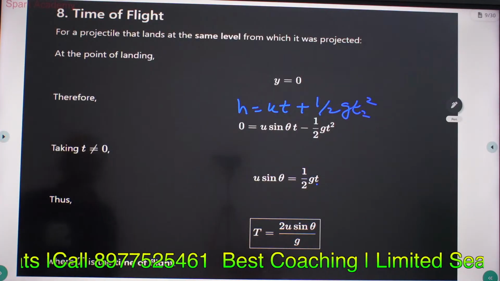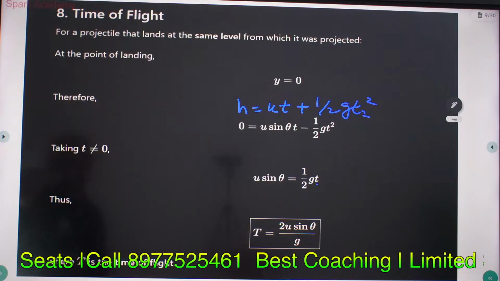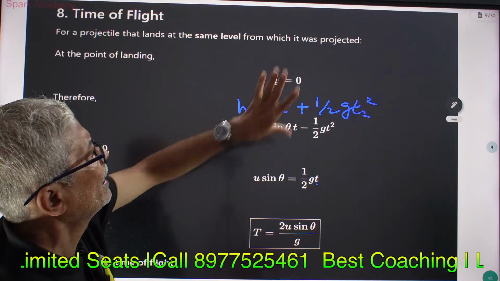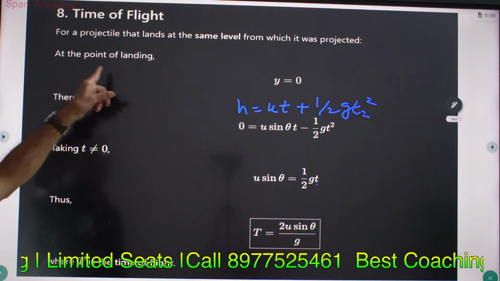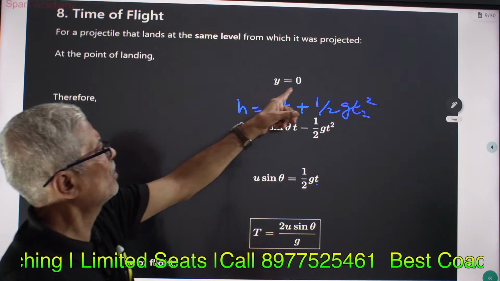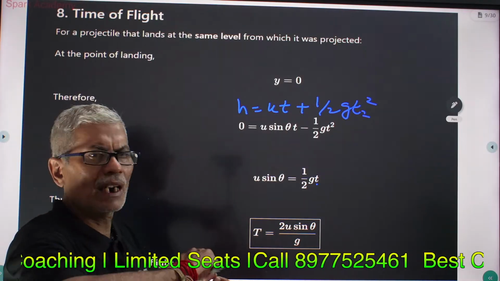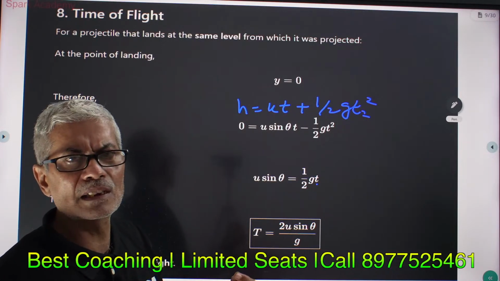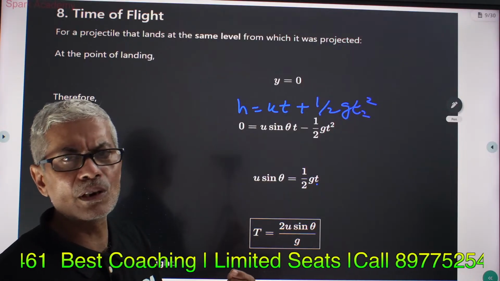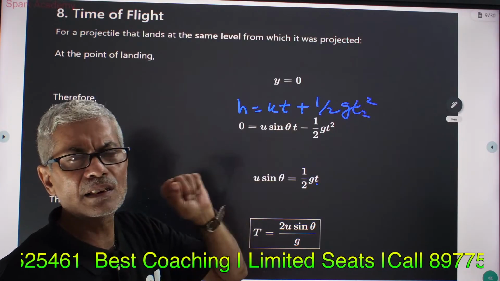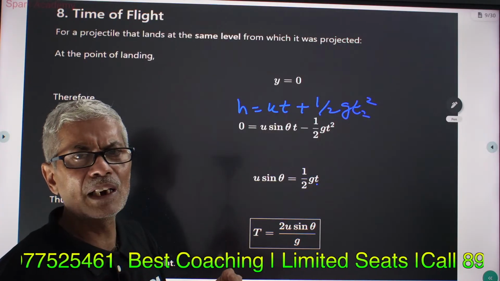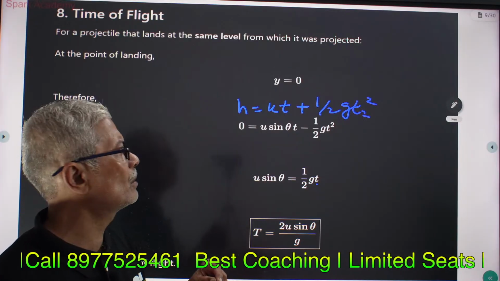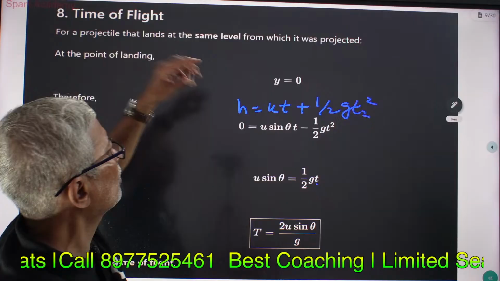So now first you have to find out what is the time of flight. So for a projectile that lands at the same level from which it was projected, at the point of landing, y is equal to 0, because the projectile is going up and coming down. Where it is coming down, it is striking the x-axis. At the x-axis, y is equal to 0. All of you know, at the y-axis, x is equal to 0. So the projectile is coming and hitting the x-axis, so y will be equal to 0.